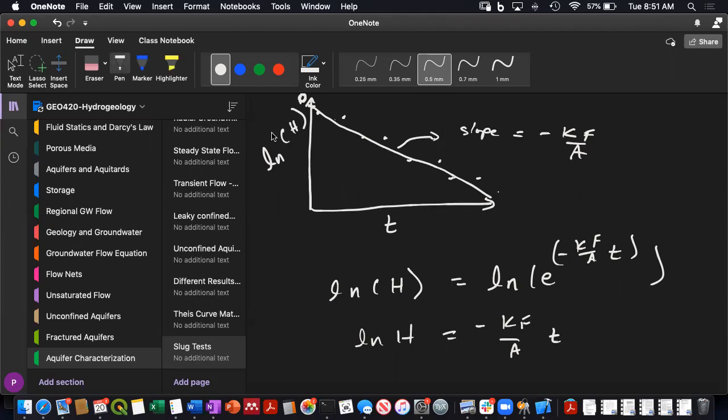Okay, so the very best thing to do here is to just plot up natural log of h versus time. And then use linear regression, get this slope. You want to force the intercept to be 0 here. You can calculate F and you can calculate A from your well geometry. And so you can easily isolate K. This way you use all your data over this whole time and you're going to get the best hydraulic conductivity.